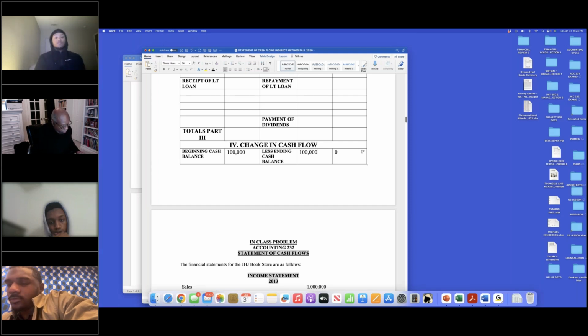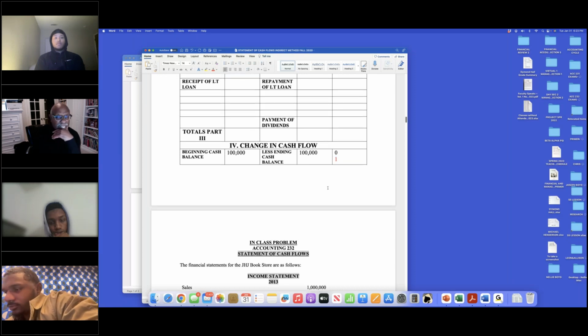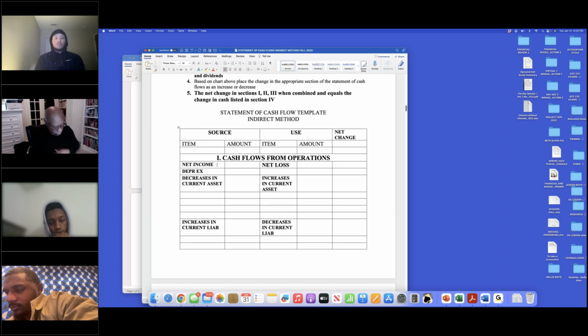So I'm putting a 1 down here, and I'm putting it in red. So you know that. So you can get something on this statement, you put the change in cash. Now the second thing I want you to do is, companies have got to have a net income or loss. I want you to go to the income statement and put in the net income or loss.